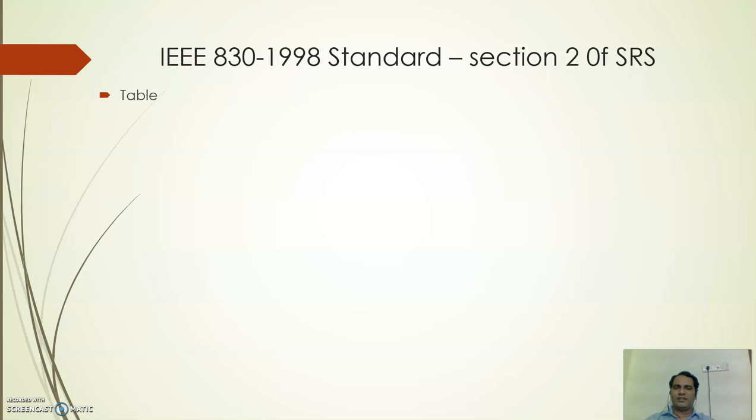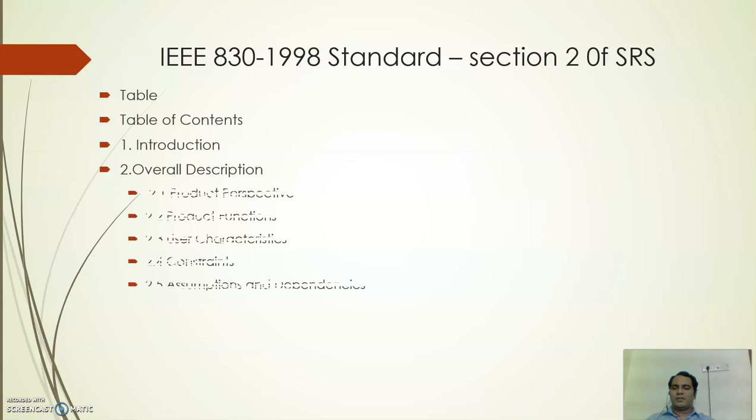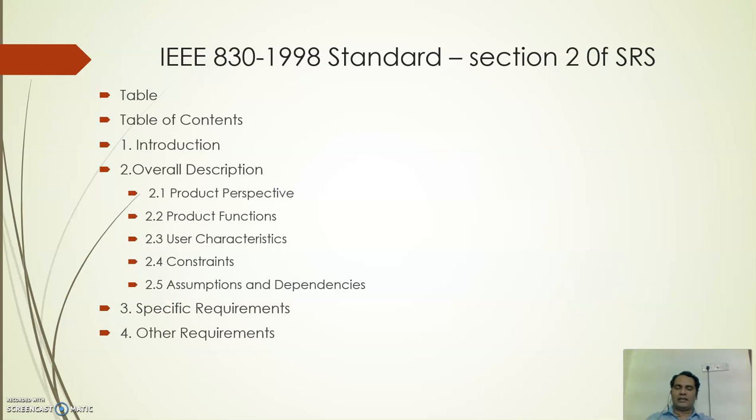Section 2 of SRS has the following contents: table of contents, introduction, overall description. Under overall description you can find product perspective, product functions, user characteristics, constraints, assumptions, and dependencies. Then specific requirements, maybe functional or non-functional requirements, and then other requirements, followed by the appendices. Each company may have its own bit of standard to follow, but by and large all companies are supposed to follow this IEEE 830 standard.